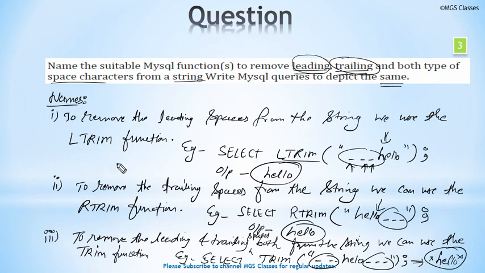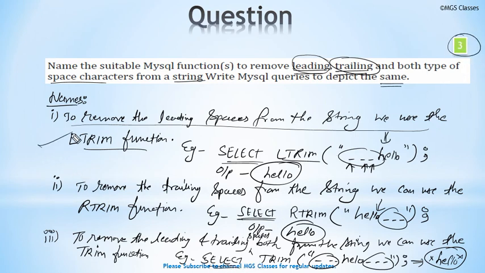That way you can answer this question very easily. First you need to write down the name of the function and then give one example for each function. That way you will get the 3 marks, 1 mark for each. That way you can answer this question very easily.